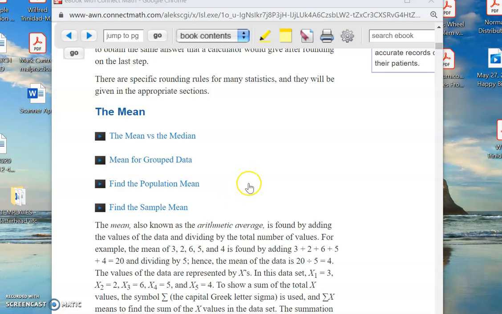Okay, this is chapter 3-1. This is recording number 2.